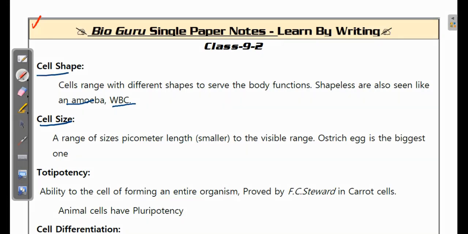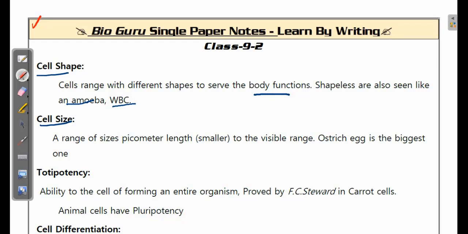What is cell shape? The cells are very unique structures in the living organisms. They show a lot of shapes. You can see almost all geometrical shapes of cells. You can see isodiametric, you can see the triangular shapes. So all shapes almost resemble in the various living organisms, and they serve various body functions. So based on function, the cell shape is going to appear. And even there are few cells that are shapeless, and even they do perform certain functions.